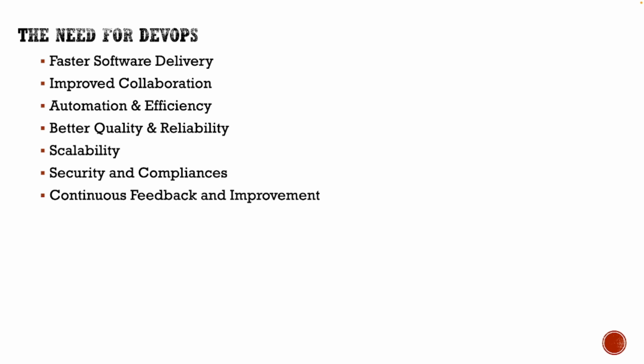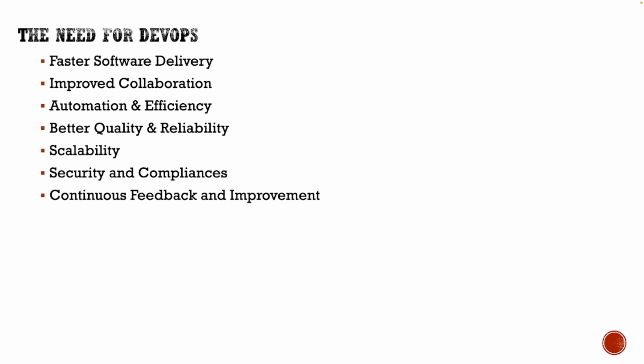The next thing we are going to see is the need for DevOps. Here we have categorized it into several points. The first one is faster software delivery, the second is improved collaboration, the third is automation and efficiency, then better quality of software, reliability of the software, scalability, security and compliance, and continuous feedback and improvement.